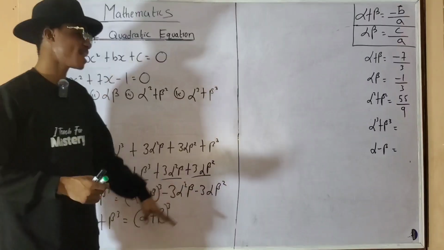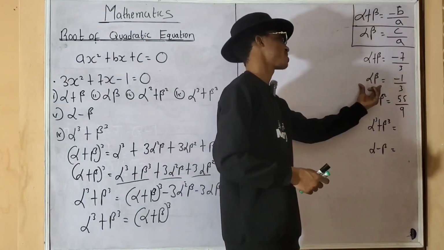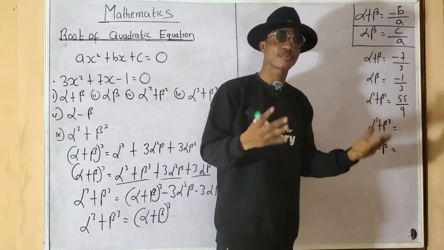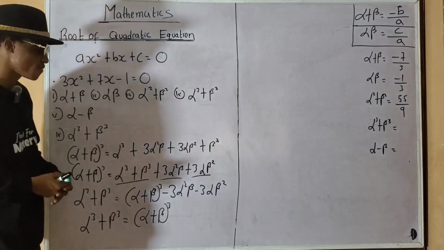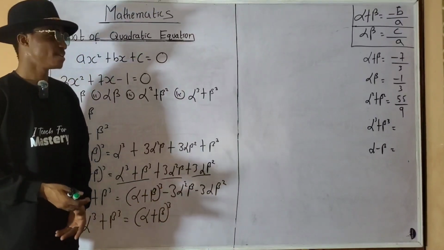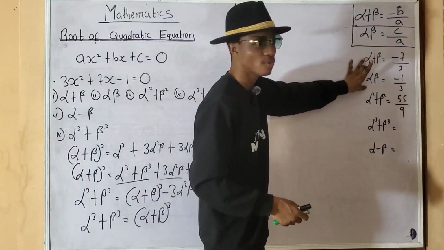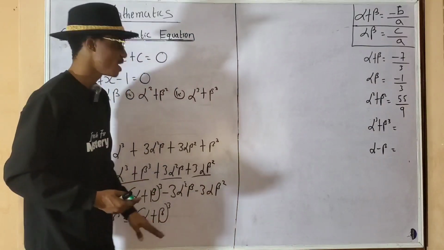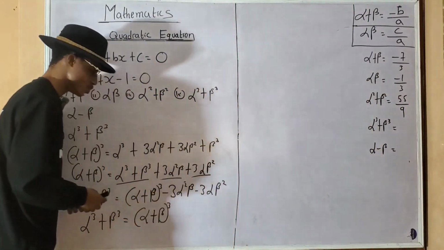I'm trying to simplify the equation such that I'm going to have alpha plus beta and alpha beta, because if I try to substitute the value of alpha plus beta here, what of this? Alpha squared plus beta squared. So I'm trying to express this as sum and the product. That's what I'm trying to do. I'm trying to express this equation as sum of roots and product of the roots. So what am I going to do?